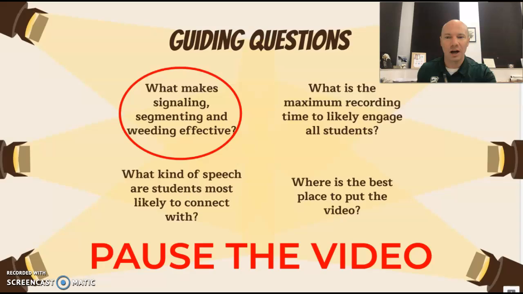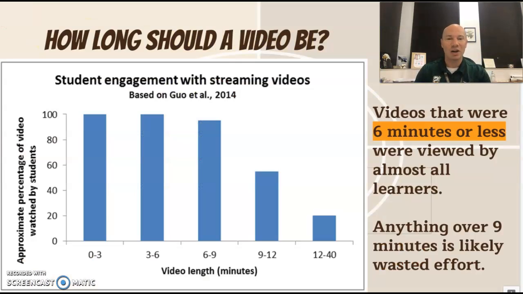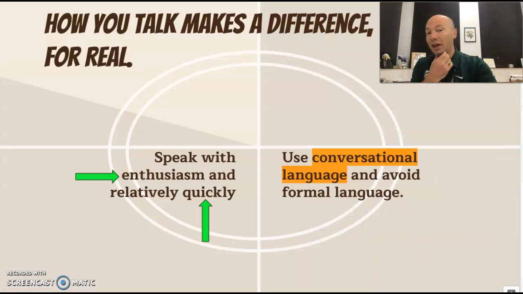All right, we're continually trucking on and moving into our second guiding question. Well, you know what? How long should that video be? This chart gives a wonderful representation of the lengths of time and what happens to the percentage of students that watch the video. So you can see videos that were 6 minutes or less were viewed by almost 100% of the students. Anything over 9 minutes is likely wasted effort. So keep those videos short so we can engage all of our students in that. And they will likely watch the entire thing.